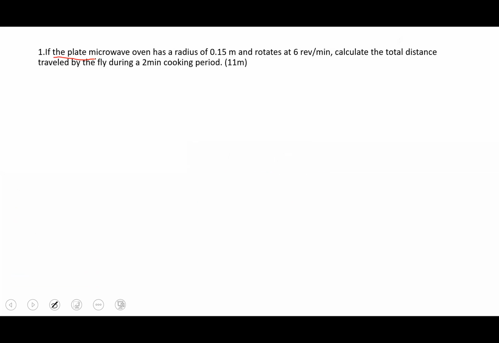Let us read the first numerical. If a microwave oven plate has a radius of 0.5 meters and rotates at 6 revolutions per minute, calculate the total distance traveled by a point on the plate inside the microwave during the 2 minutes cooking period.